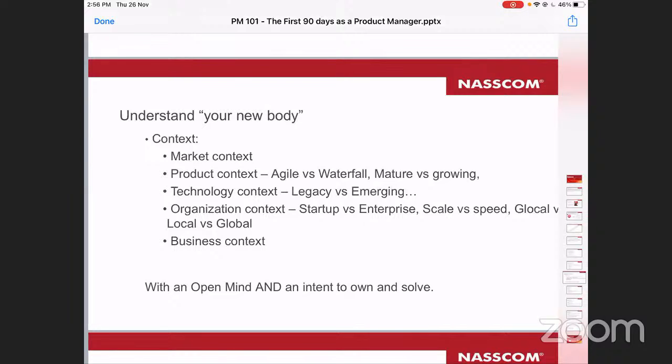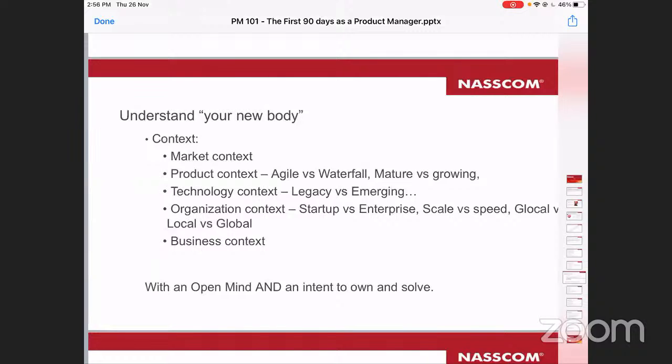Versus, is this market going through so much change? For example, the whole hospitality and hotel sector. During the pandemic, the entire sector went through a massive change, or our travel sector. So understanding that market context is very, very important. And this is something you could do even before entering the organization, because you would know what your organization is all about.